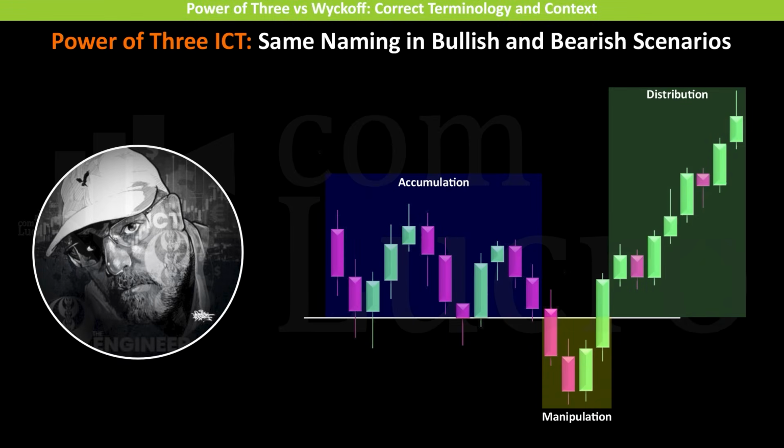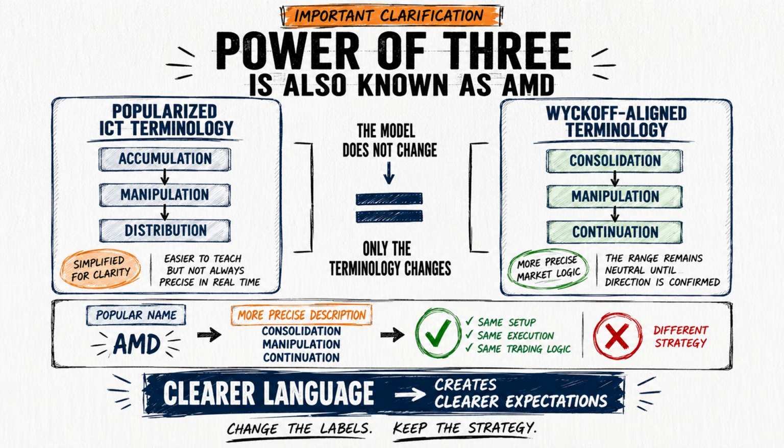Before we begin, there is an important clarification we need to make about the power of three, also known as AMD, especially when we relate it to proper Wyckoff methodology. The power of three was popularized by ICT, and the accumulation, manipulation, and distribution naming was simplified to make the concept easier to understand. Here at Lucro, we are students of Wyckoff methodology, and we even have dedicated content and a full course on this subject on the channel, so we prefer to use the correct Wyckoff nomenclature.